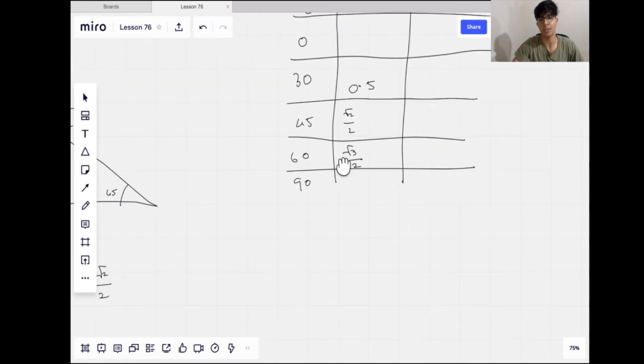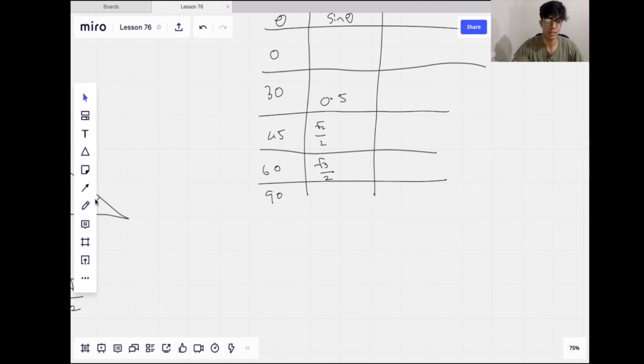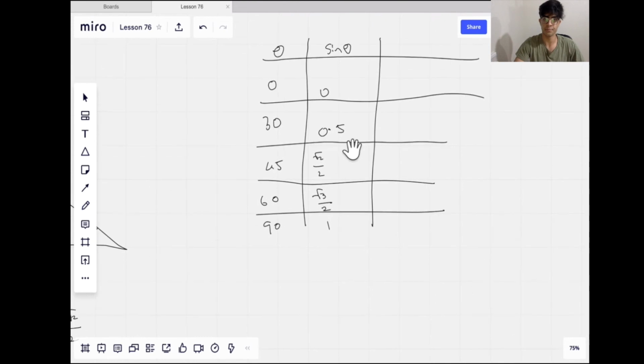And if you don't believe me, you can check all of these on your calculator, by the way. So don't take my word for it. 0 and 1. And now we've done the sines.